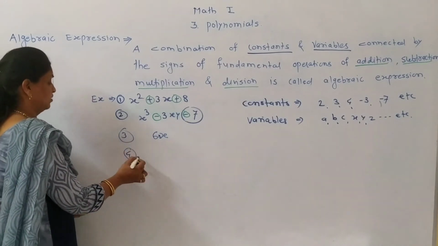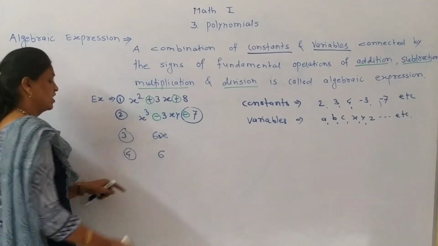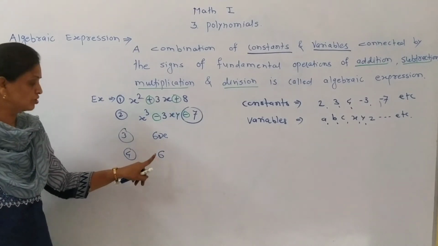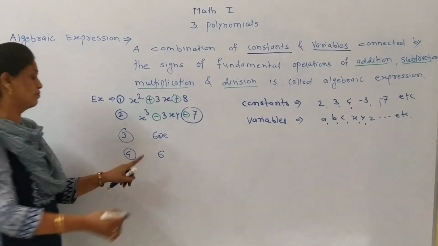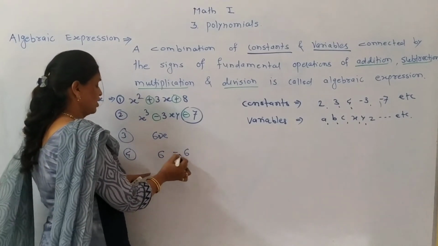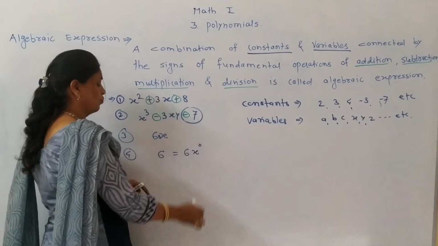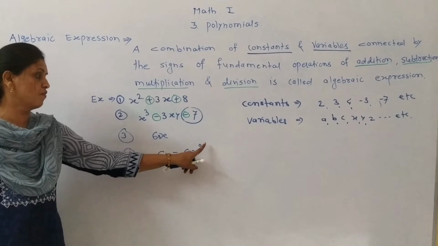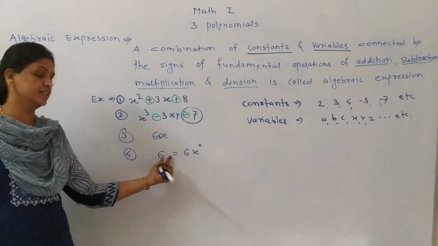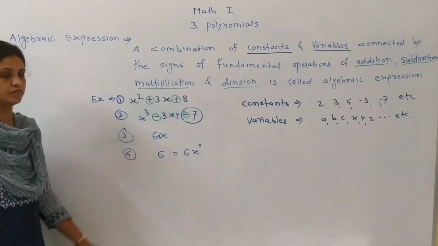Again, the fourth example is 6. 6 is a constant number. This is also called an algebraic expression because 6 is equal to 6 into x raised to power 0. 6 can also be written as 6 into x raised to power 0. So, this is called an algebraic expression. Okay.